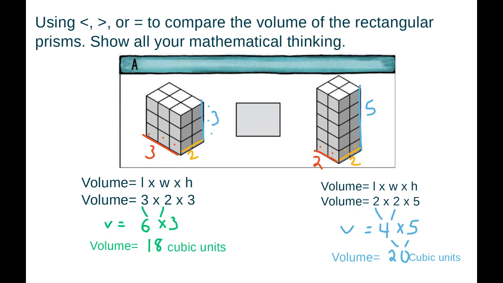So let's go ahead and put our dots on our smaller number, which is the 18. 2 dots on our larger volume, which is 20. And then we'll connect the dots. So we can see that the first prism is less than the second prism.